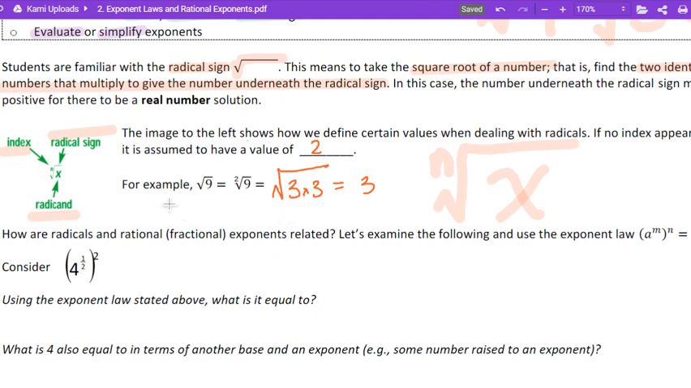If I look at another one, let's say the index is a 3. We've seen this one before. We call this the cube root. And what that means is we're looking for 3 identical numbers that when multiplied give you the value of the radicand. And so in this case, the cube root of 27 is 3.